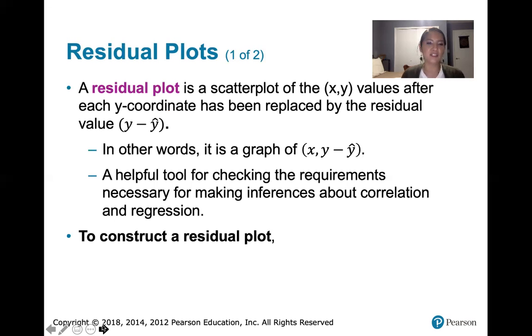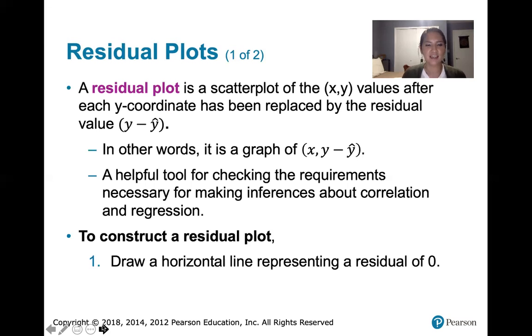If you want to construct a residual plot, first you're just going to draw a horizontal line representing a residual of 0. So it's just Y equals 0. And then you want to plot those ordered pairs X and Y minus Y hat throughout the XY plane.